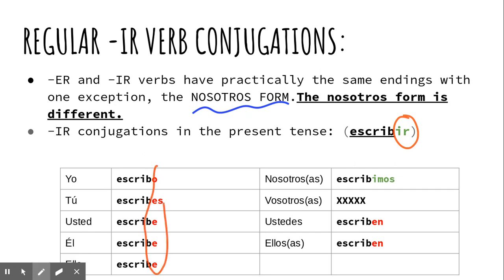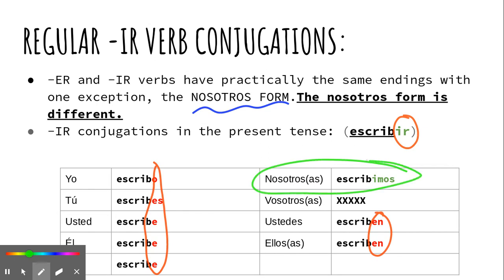See how all of those are the same as before? And those two are also the same as the ones you saw on ER. They're going to be exactly the same. The only one that is different is going to be the nosotros form. As you can see, the nosotros form ending is IMOS instead of EMOS. That's the only difference there is between ER and IR regular verbs.